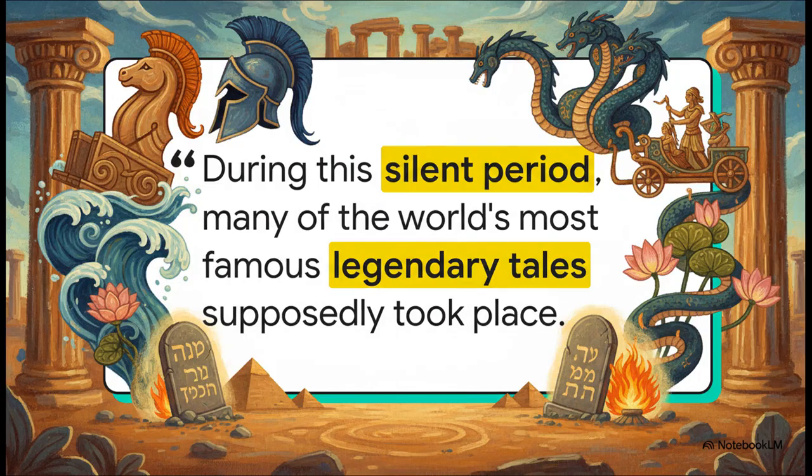And here's where things get really fascinating. It's in this historical silence, this dark age, that many of our most foundational, most epic stories were born. Think about it. The tales in the Greek Iliad, the Hindu Mahabharata, the Jewish Torah, they all seem to come from this period when the lights, supposedly, went out.